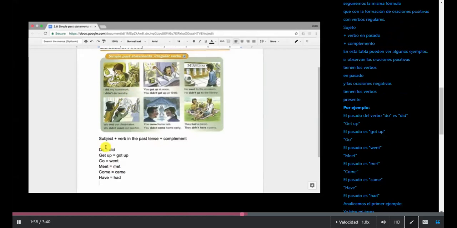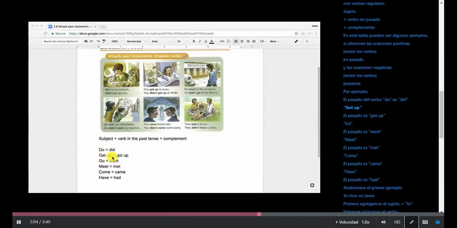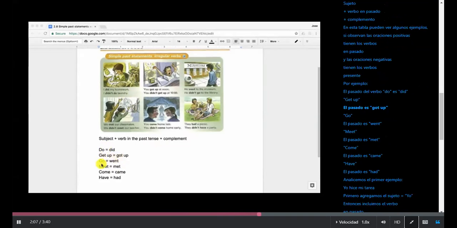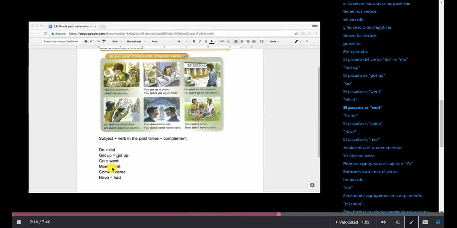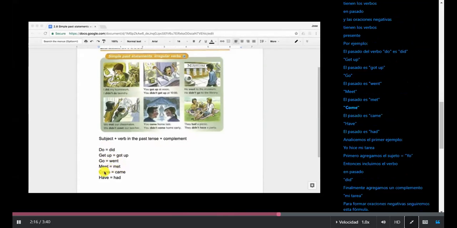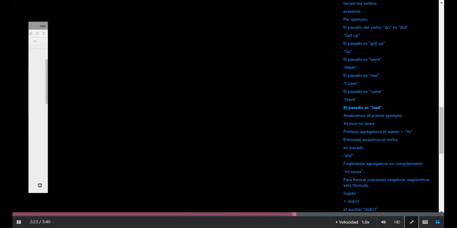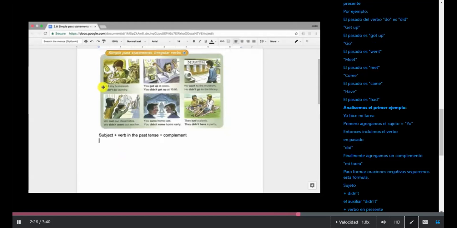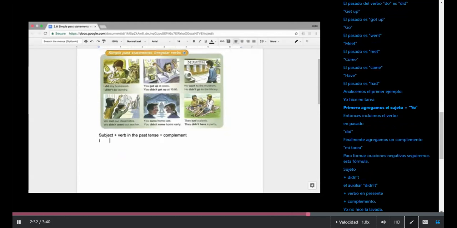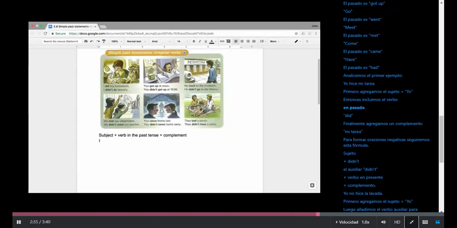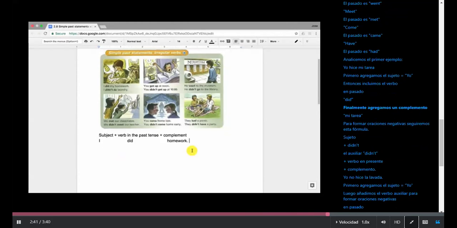For example, the past of the verb do is did. Get up, the past is got up. Go, the past is went. Meet, the past is met. Come, the past is came. Have, the past is had. Let's analyze the first example. I did my homework. First, we add the subject I. Then we include the verb in the past tense, did. Finally, we add a complement, homework.